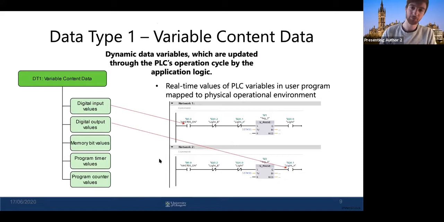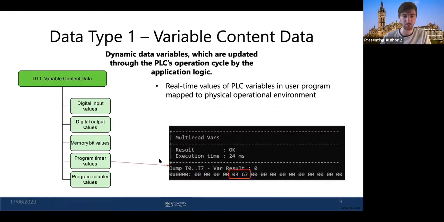Okay, so the first data type we referred to was variable content data. And this is very much dynamic data that's updated in real time as the PLC is operating and processing its application program that we'd written beforehand. So the values that we get from this are not the program objects that we initially implemented, but the actual values that these program objects are receiving and sending back to the PLC through the physical operational environment. So for an example, we would get digital input and output values, and these would be the values of the tags that you can see on the screen here in the ladder logic code.